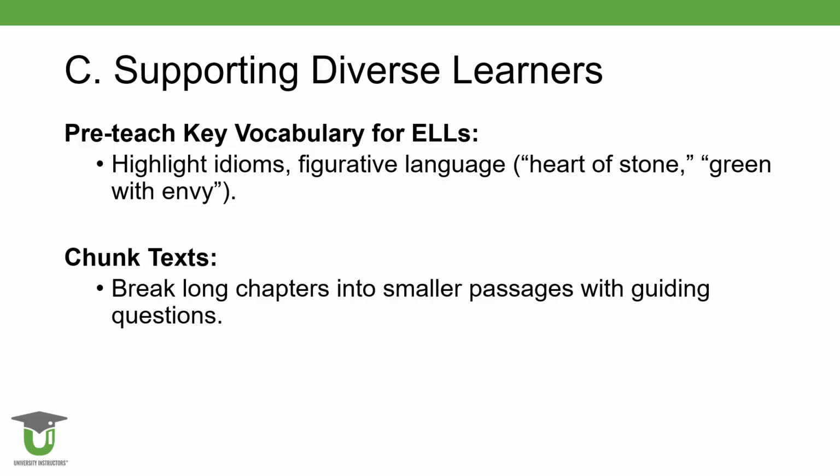A third strategy for modeling and scaffolding includes supporting diverse learners. When working with English learners, for example, it's important to pre-teach key vocabulary before reading. Highlight idioms and figurative language, such as heart of stone or green with envy, so students can grasp meaning and context. Another effective strategy is to chunk texts, breaking longer chapters or passages into smaller sections accompanied by guiding questions. This approach makes complex text more manageable, provides scaffolds for comprehension, and allows students to engage with the material in a structured, supportive way.